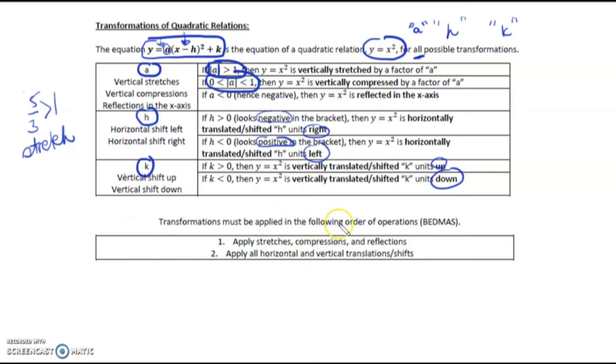Okay, transformations must be applied in the order of BEDMAS. Here's the thing. Stretches, compressions, and reflections are all multiplication, or like division. So those have to be applied first. Now, translations and shifts are addition and subtraction. Those have to be applied afterward.